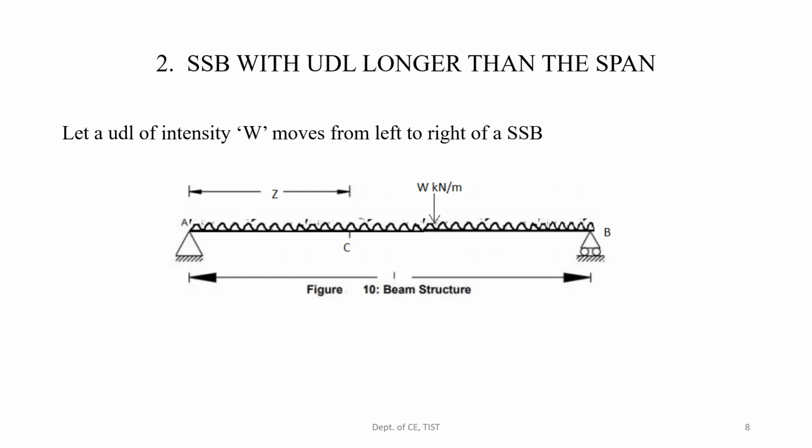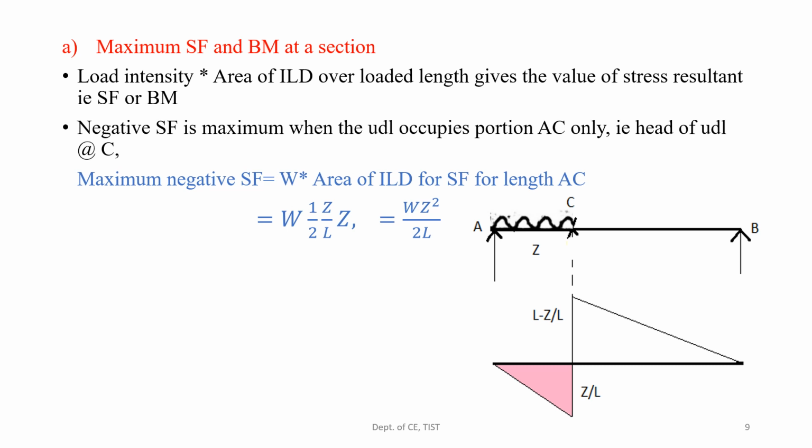Let's see what will be the maximum negative shear force. Just draw the influence line diagram for the simply supported beam with UDL. The condition is that when the right end of the UDL is at the section C, you will get the maximum negative shear force.